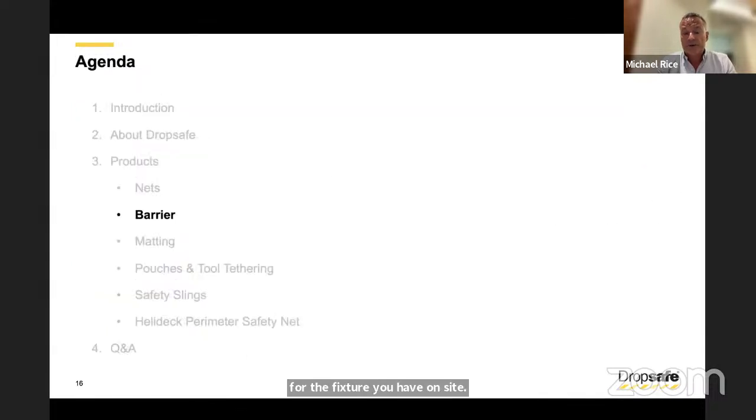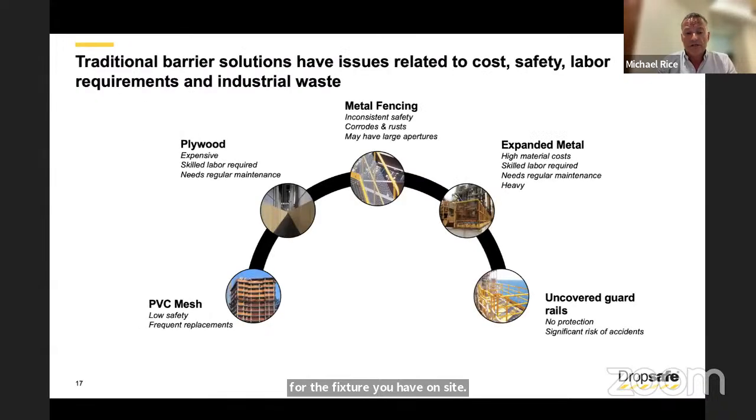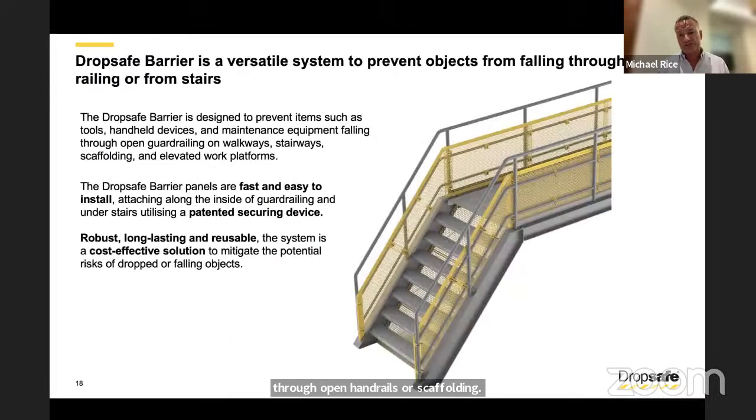Let me now just skip on to the barrier system. What we heard many years ago was that dropped objects through open handrails were a fairly significant safety concern. If you drive past even a construction site, you see most construction sites or buildings are clad in PVC mesh to try and prevent objects falling through open handrails or scaffolding. So Dropsafe designed a specific system suitable for offshore rigs.